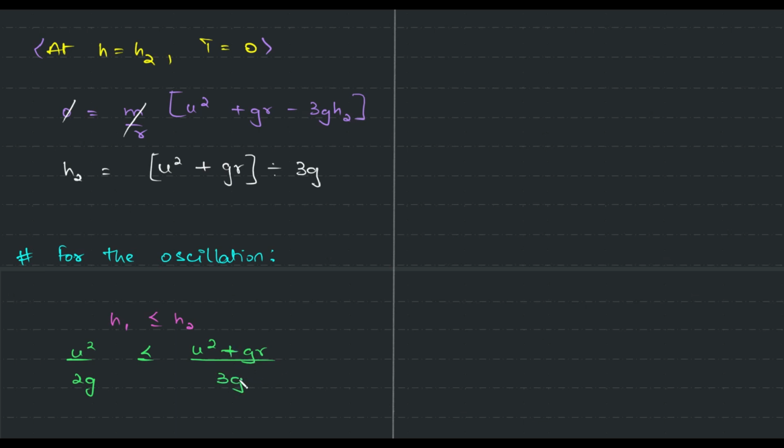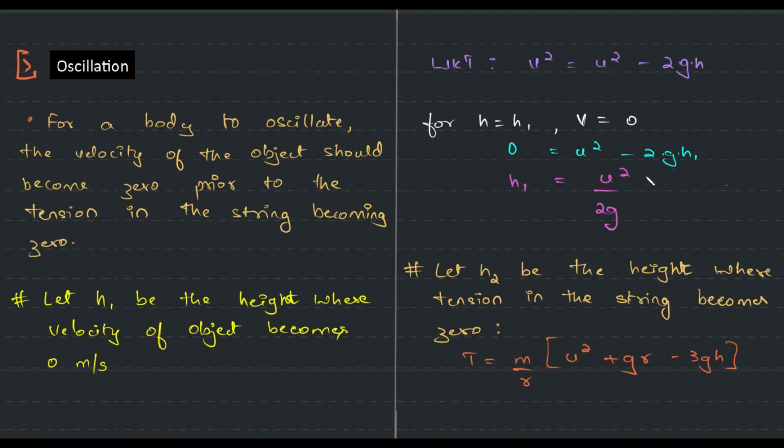So we have g and g getting cancelled. Then transposing, we have 3u square less than or equal to 2u square plus 2gR. And if I transpose this, you have u square, or u is less than or equal to root of 2gR. So that would be your condition for your oscillation to happen.